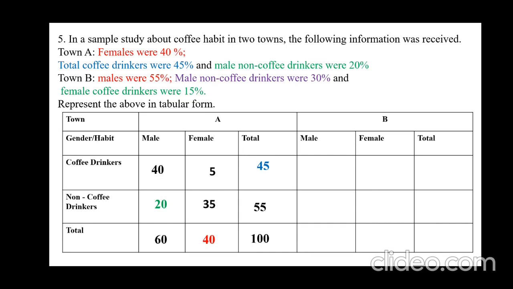Similarly, town B. Town B, what is given? Males were 55. Male non-coffee drinkers were 30. And female coffee drinkers were 15. These are the information given. We know very well that here also the percentage is given. Total will be 100. Then, 100 minus 55. 55 minus 30. 45 minus 15. Then add it. 25 plus 15. 30 plus 30. This is the 10.